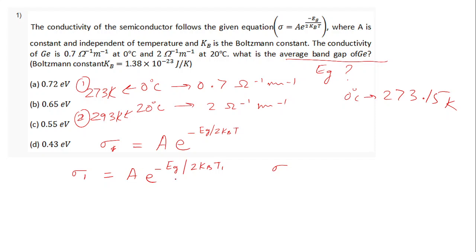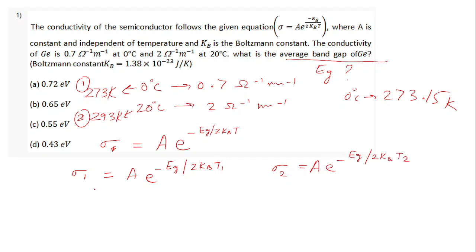Everything else is constant. Eg will also be the same because it's a property of the material. The only thing is, at T1 temperature, the conductivity will be different. Other things are all constant. Similarly, for the second situation, the conductivity value is different. A is constant, Eg is the same, 2 kB T2.